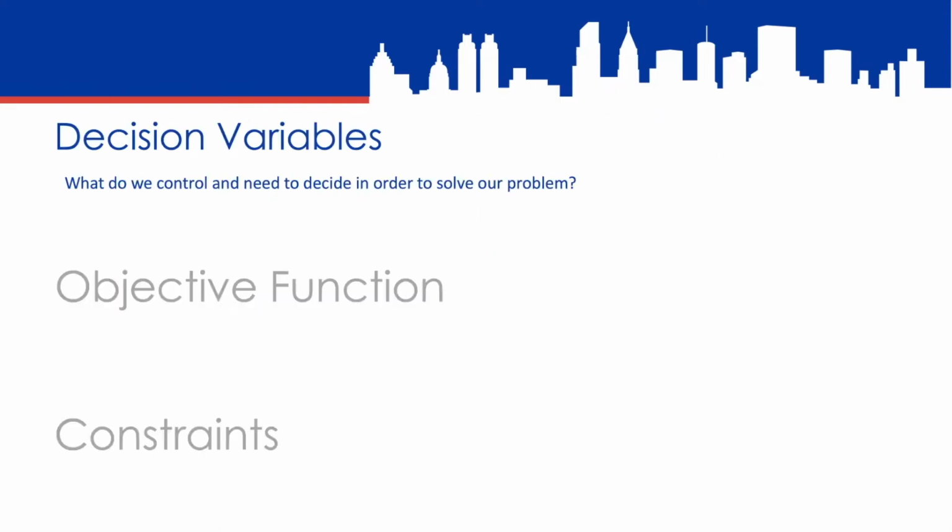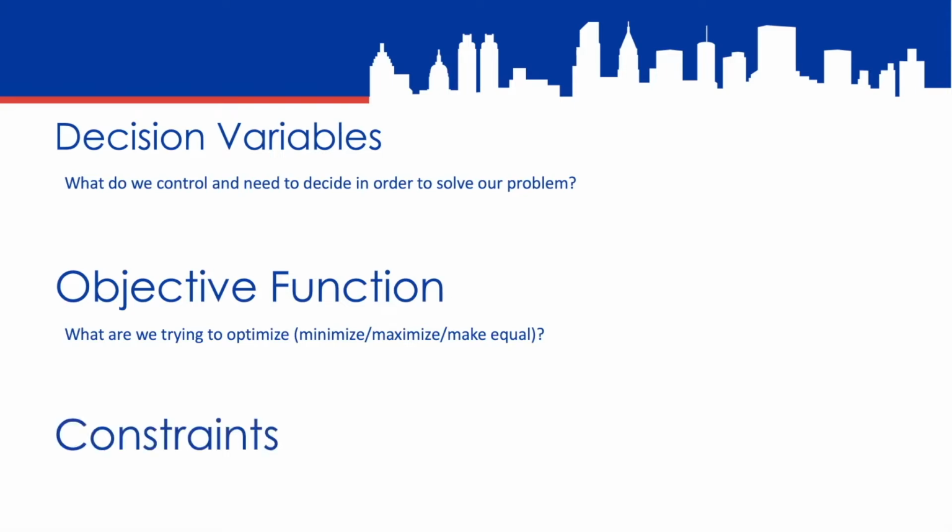Decision variables are the things we control and need to decide in order to solve our problem. The objective function is what you are trying to optimize, meaning what you're trying to minimize, maximize, or set to a specific value. And constraints are any limitations or restrictions that your problem must satisfy.